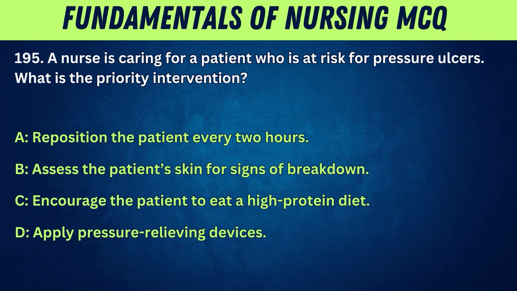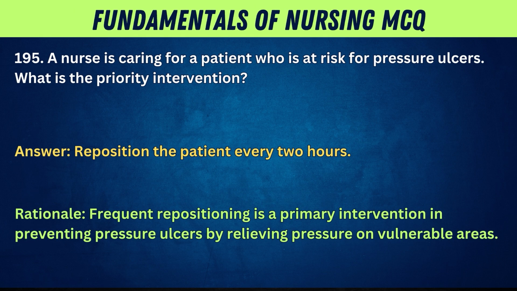195. A nurse is caring for a patient who is at risk for pressure ulcers. What is the priority intervention? A. Reposition the patient every 2 hours. B. Assess the patient's skin for signs of breakdown. C. Encourage the patient to eat a high-protein diet. D. Apply pressure-relieving devices. Answer. Reposition the patient every 2 hours. Rationale. Frequent repositioning is a primary intervention in preventing pressure ulcers by relieving pressure on vulnerable areas.